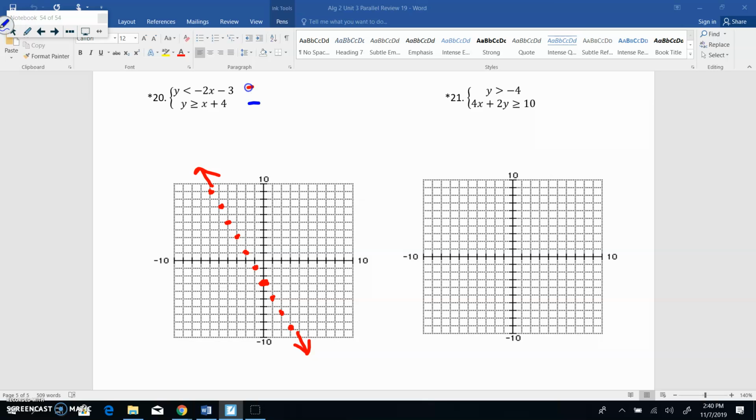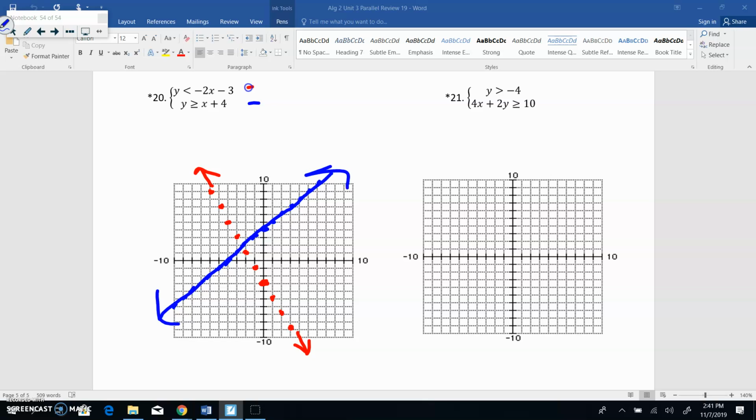We'll do the second line in blue. It says x plus 4. So I'm going to start at positive 4, which is right here. My slope is 1 over 1. That's so simple, it's just the next dash over. Since these are inequalities, I am not looking at where the lines intersect. I'm looking at where the shading intersects. In this case, we have the "or equal to," so it is a solid line.